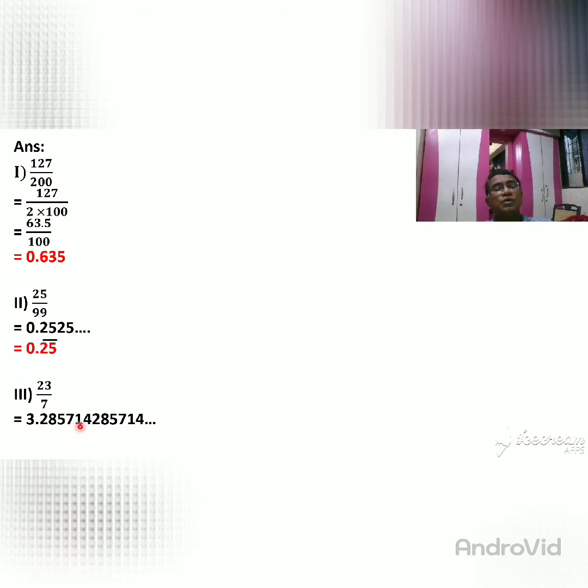In such a way, when you divide 23 by 7, you are getting this answer. But in that answer, the group 2 8 5 7 1 4 comes again and again. So it is a non-terminating recurring form. All of my students, you must divide 23 by 7 in your notebook and write the answer. You do not get remainder 0, so it is a non-terminating recurring form.